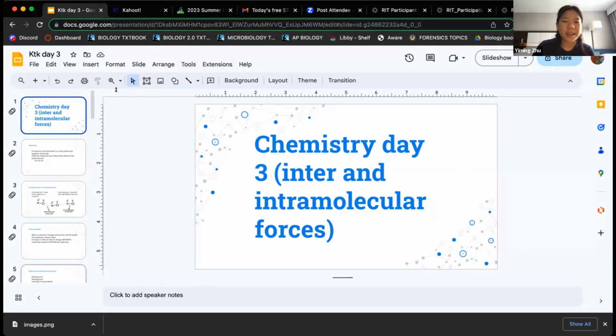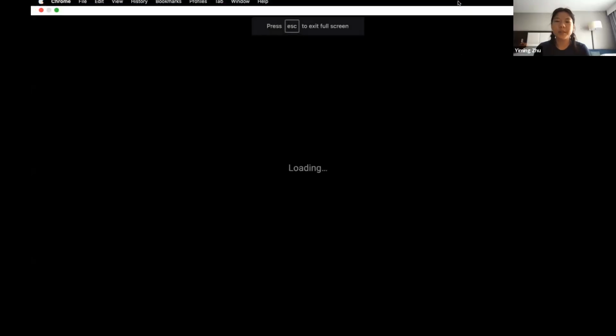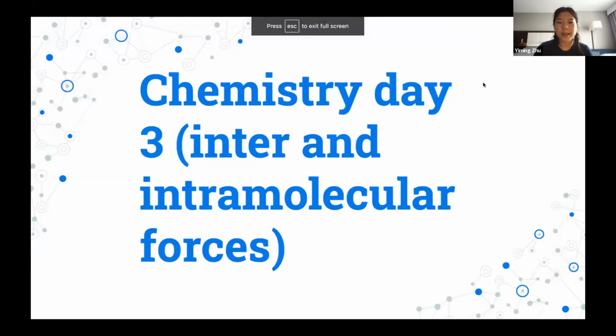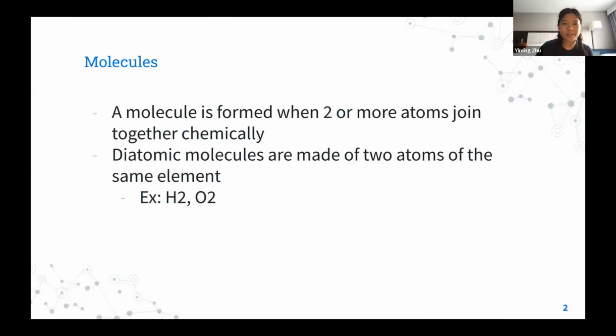All right. Okay. So today we're going to be talking about inter and intramolecular forces. Let me put it in presentation mode first. So let's just get started with that. A molecule is formed when two or more atoms join together chemically. For example, you have water, which is two atoms of hydrogen and one atom of oxygen.